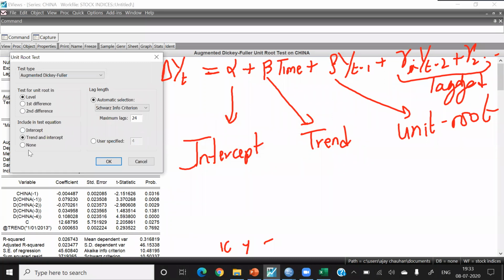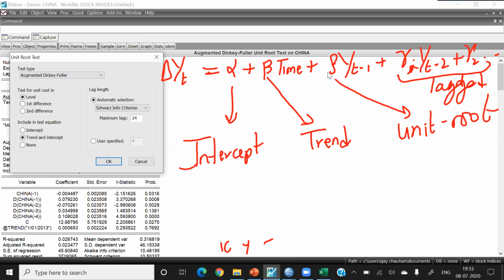Whenever you run the unit root test, the software asks for intercept, trend and intercept, and none. If you click on none, it means you are coming back to the Dickey-Fuller. You are not applying the augmented Dickey-Fuller. If you click on intercept, it means you are allowing only the intercept, not the trend. If you click on trend and intercept, it means you are applying the full equation of Dickey-Fuller. That's why I recommended that whenever you apply the unit root test, click on trend and intercept, because we have to allow intercept and the trend in the equation before applying the ADF test.